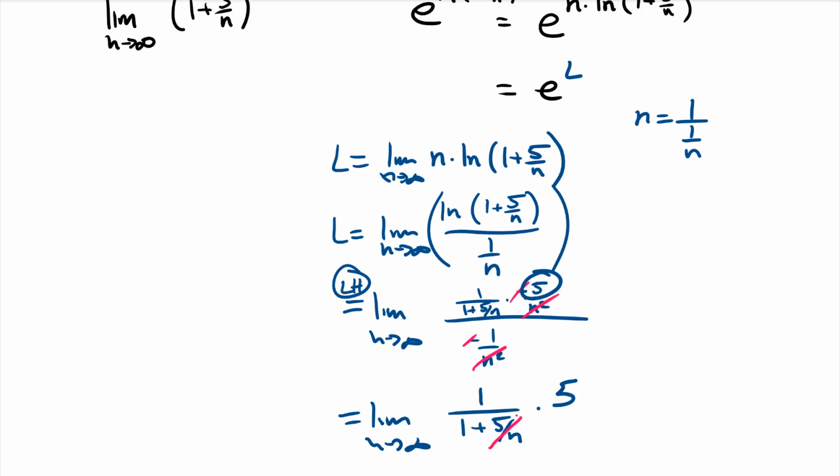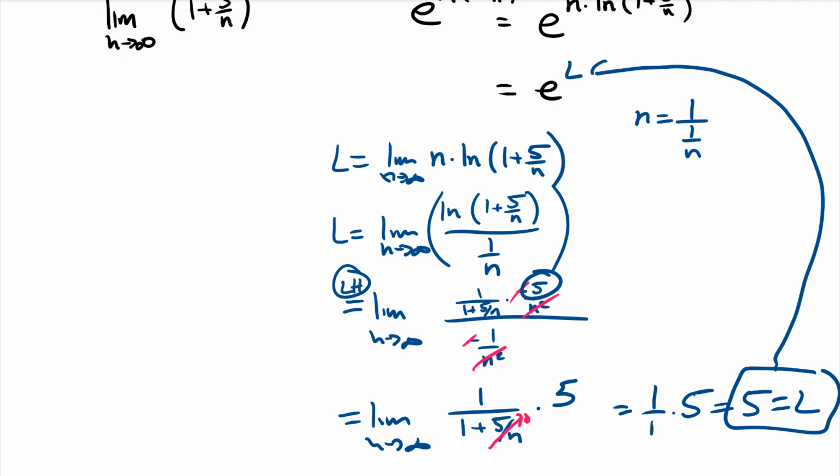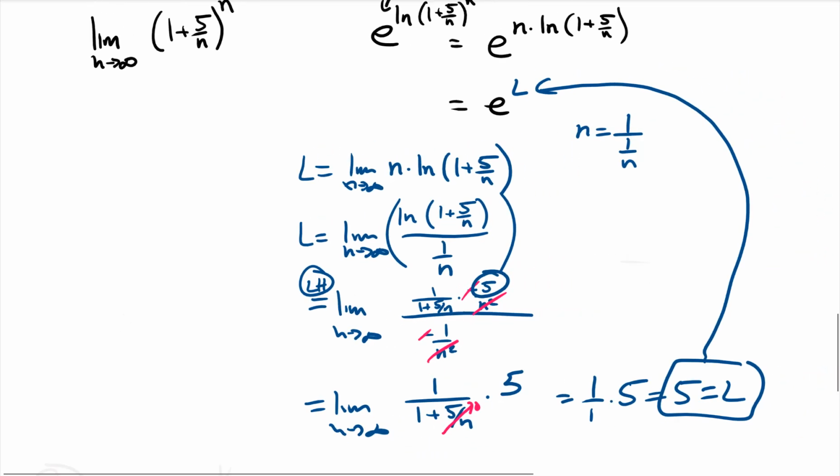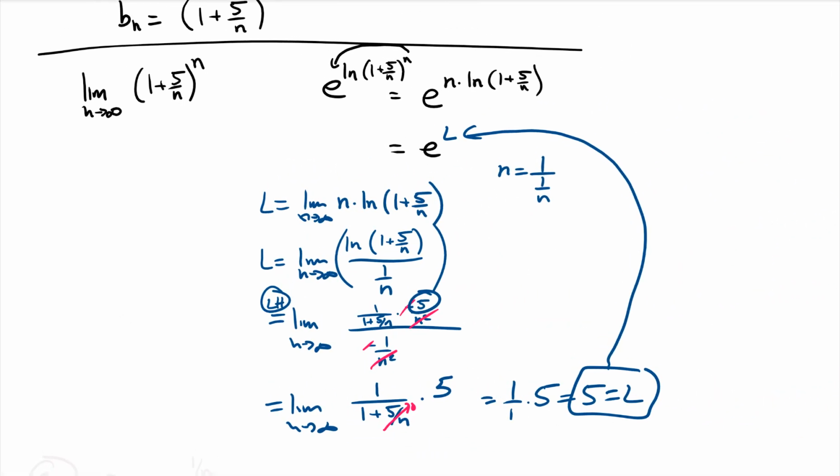Well, we all know this trick from Calc 1. If n's going towards infinity, that just goes to 0. So it looks like we have 1 over 1 times 5, which is equal to 5, and we just found L. L is not our answer. We need to plug it back in at the beginning and go, oh, this is equal to e to the L, e to the fifth. And we found it.